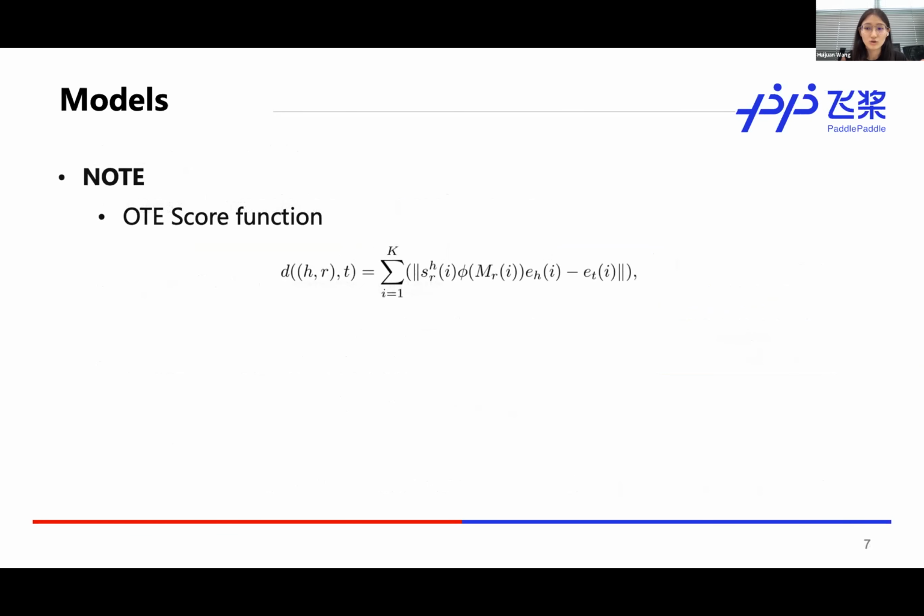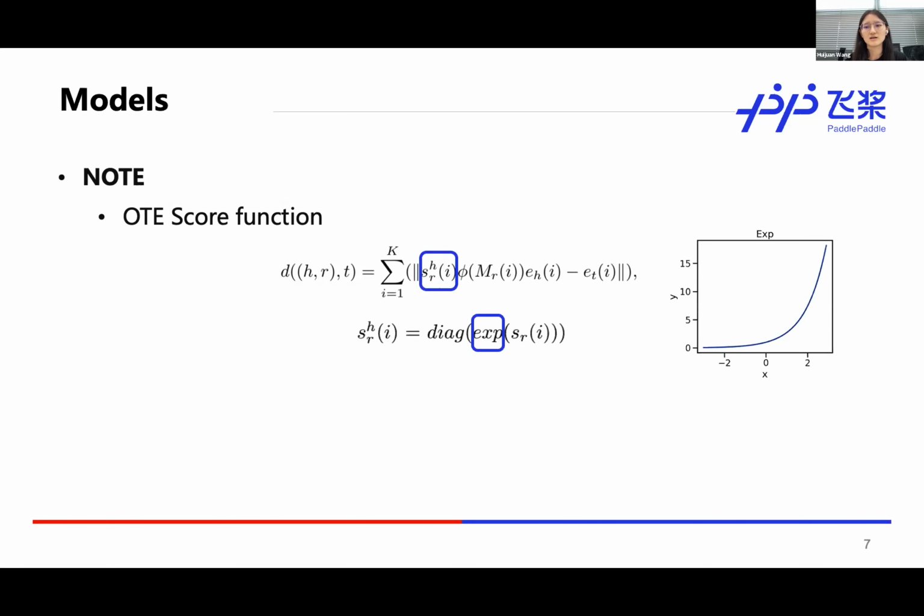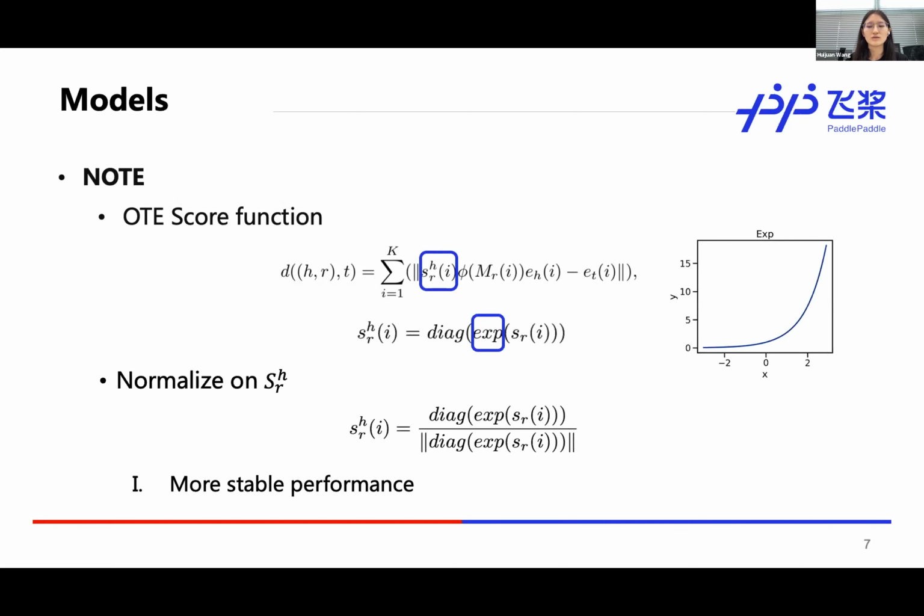Let's look at its scale function. There is a scalar tensor to scale the outer norm of each group of embeddings. Its formula has an exponent operation here. This will enlarge values and could lead to this issue. Thus, we propose a new normalization on the scalar tensor. This makes the training process more stable and gets a better result.